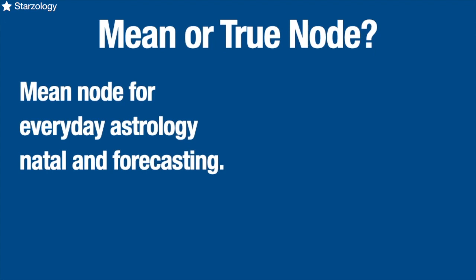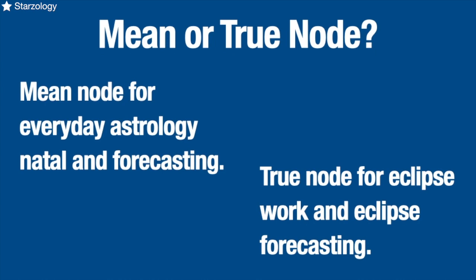I mainly use the mean node for everyday astrology, natal and forecasting, because the reason we have a mean node and a true node is that the node is actually wobbling a little bit. I also then use the true node for eclipse work and eclipse forecasting, because eclipses occur where the two luminaries' paths intersect, and you have to be exact for an eclipse.